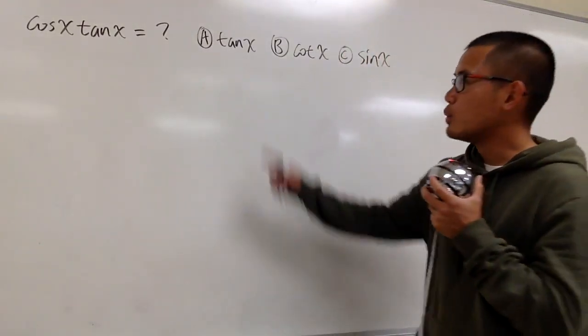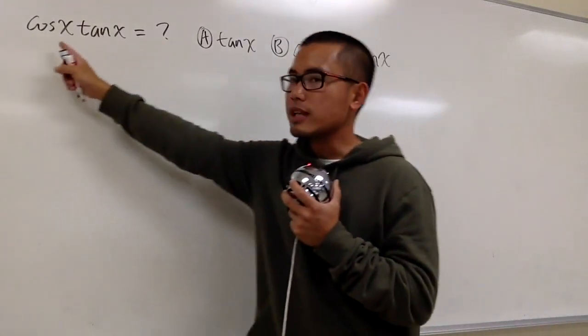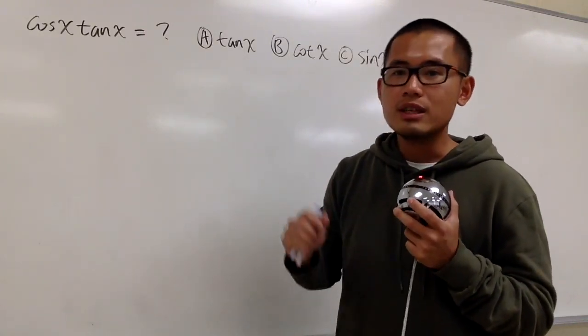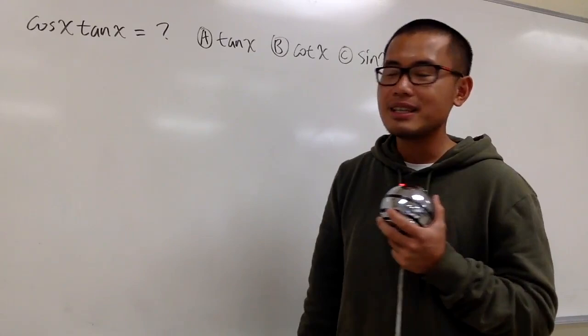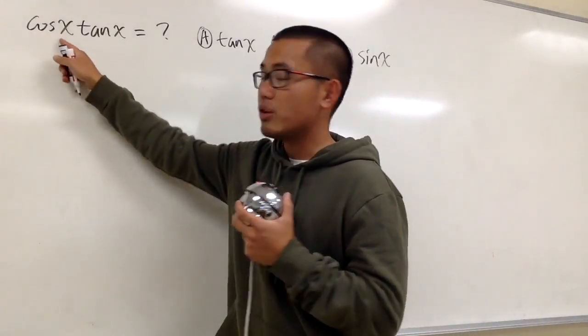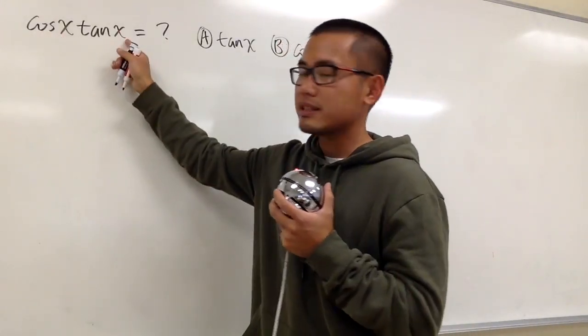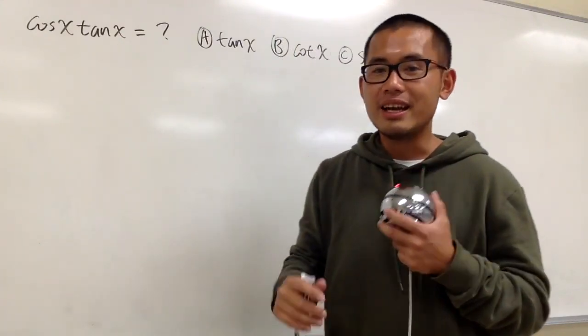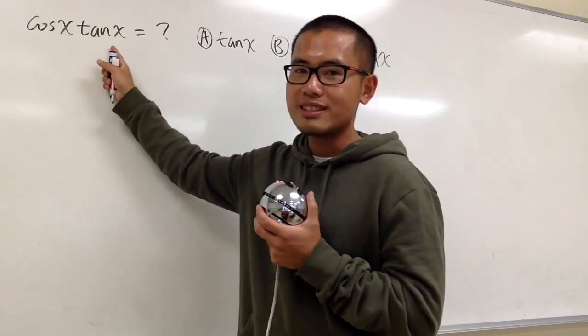Here we're going to identify which of these right here is the same as cosine x times tangent x. And the good strategy is we should try to work with just sine and cosine, right? So we have cosine x right here, that means that's good. But for tangent x, we should try to write this as sine x over cosine x. And that's the identity for tangent x, right?